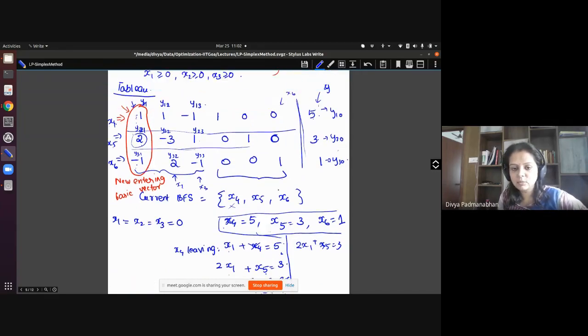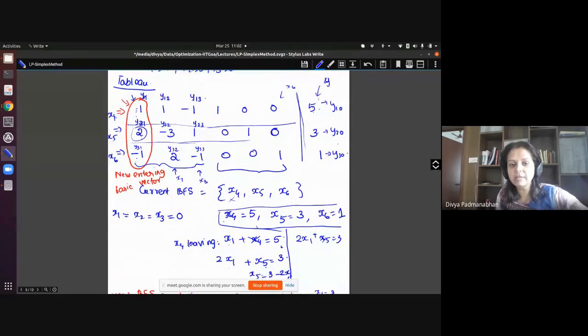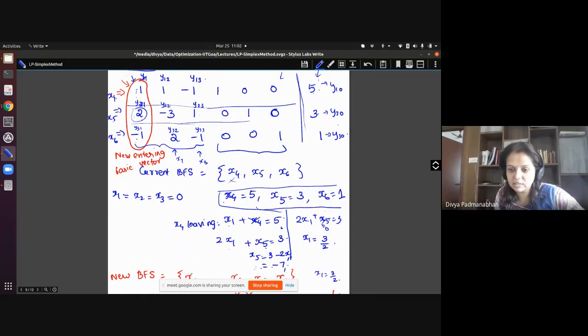So in short, that's why the ratio that you take matters. If instead x5 was going to leave, what you would get is x1 is going to be 3/2, because 2x1 plus x5 is 3, and x5 is leaving, so this becomes 0. So x1 is 3/2. Okay. And so now the new basis, since x5 is leaving, would be x1, x4, and x6.